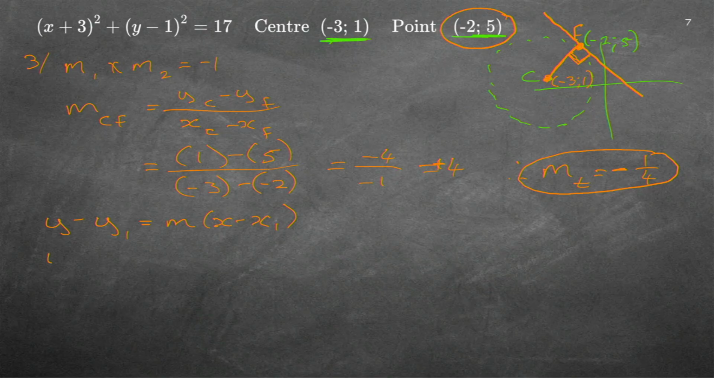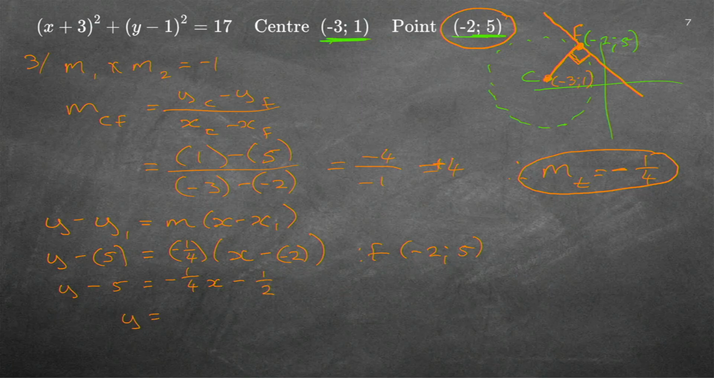I make sure that I make my empty brackets, and then I'm going to fill in the point F, which is minus 2 and 5. I prefer to write it here so that I can clearly see the y was 5, the m we worked out to be minus a quarter, and the x1 was minus 2. If I now simplify this, it's minus a quarter x plus 2 times minus a quarter is minus a half. If I bring over the 5, it gives me 5 minus a half, which is 4.5.